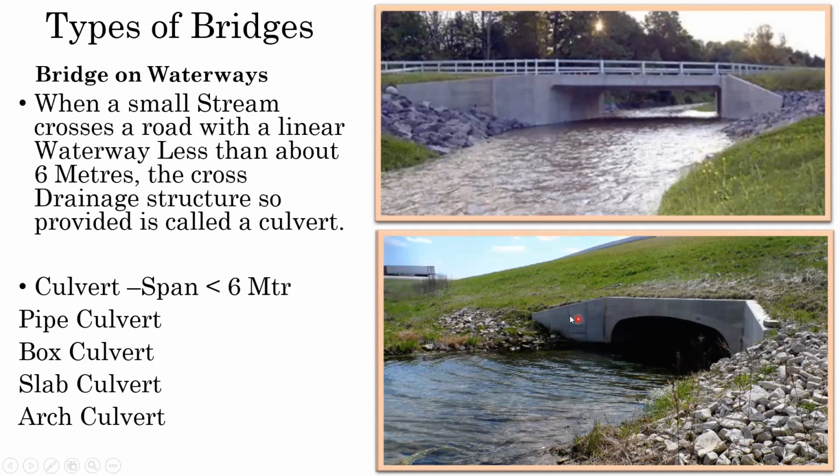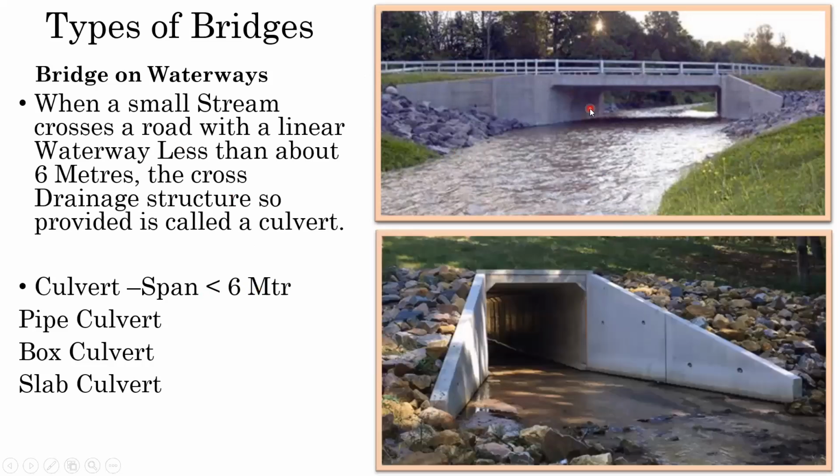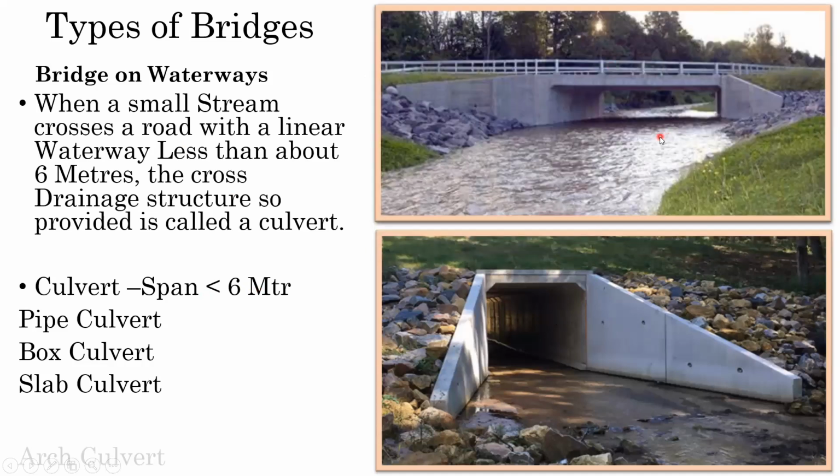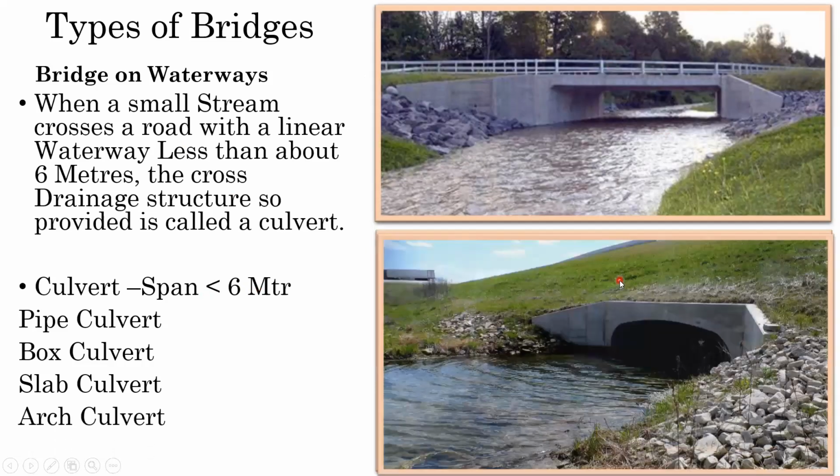So this was all about the culvert part. Whenever you have a span less than 6 meters, in a few textbooks they have written it as 8 meters, but you can go with 6 to 8 meters. You can provide this kind of structure, which is called a culvert, and under that we have the pipe culvert, the box culvert, the slab culvert, and then the arch culvert. Good.